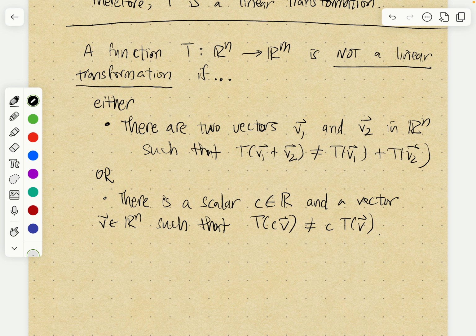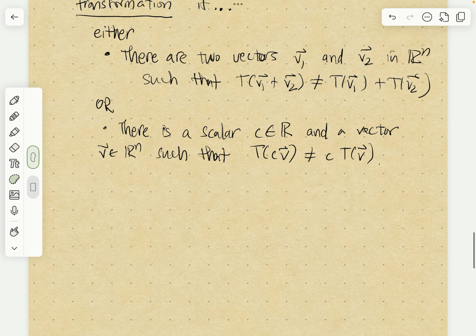So if you can find two vectors v1 and v2, two input vectors, such that this left-hand side doesn't equal the right-hand side, then you have a function that is not a linear transformation. Alternatively, if you find a scalar c and a vector v such that the left and right-hand sides here don't match, if you do either one of those things, you have something that's not a linear transformation. So let's do an example of that, and then we'll end the video.